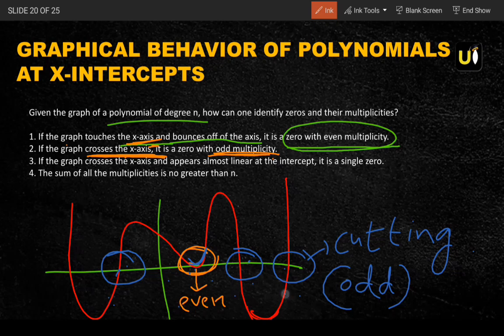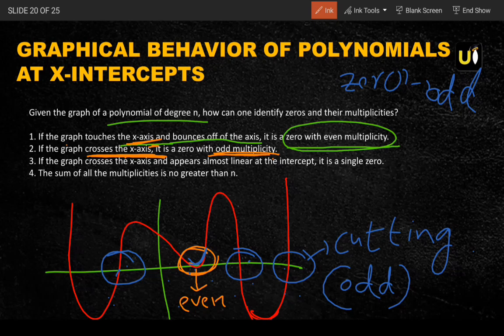So from the graph we can determine whether the zeros have even or odd multiplicities. Similarly, if we are given the zeros with odd multiplicities, then while drawing the graph we will get an idea whether at that point the graph will cut or bounce off. So from the graph we can determine the multiplicity, or from the multiplicity we can determine the graph. We can draw conclusions from either side. These are some important points to remember.